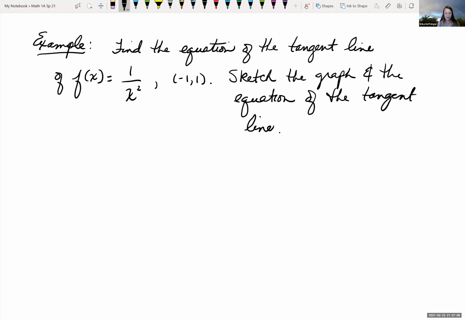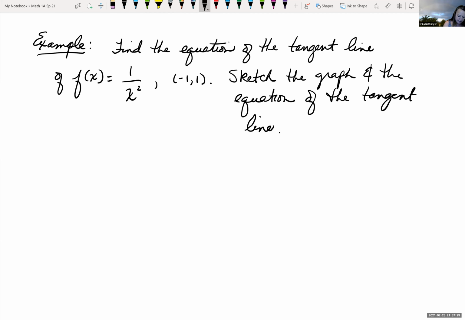Okay, looking at another example. This time we're going to find the equation of the tangent line. We're given the function f of x equals 1 over x squared. They actually give us the point, negative 1, 1. If they hadn't given us the point, they might have just said x equals negative 1. We'd have to go in and figure out what that y value is at x equals negative 1.